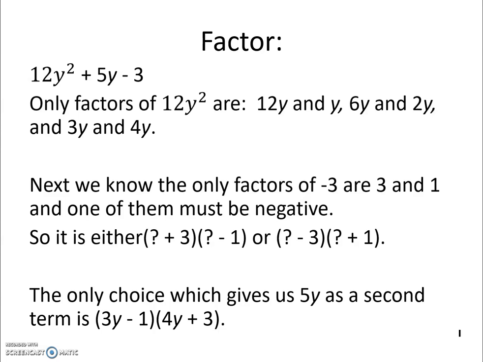So it is either the quantity plus 3 times the quantity minus 1, or the quantity minus 3 times the quantity plus 1. The only choice which will give us 5y as a second term is the quantity 3y minus 1 times the quantity 4y plus 3.